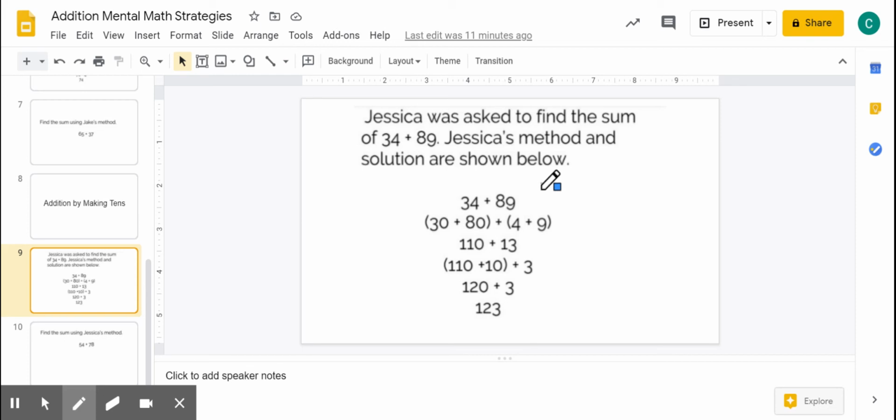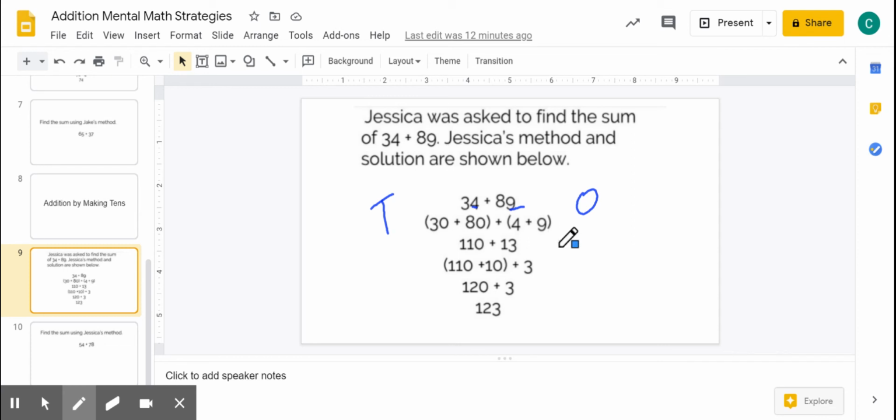Like our last example, we are going to write the tens in expanded form. So I would write 30 plus 80 because from the number 34, we get 30. And from the number 89, I get 80. So this is the tens place in expanded form. On the other side is the ones place, which is 4 plus 9. I write that in my second parentheses.